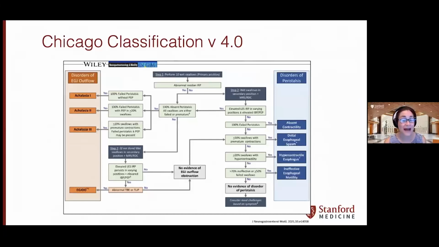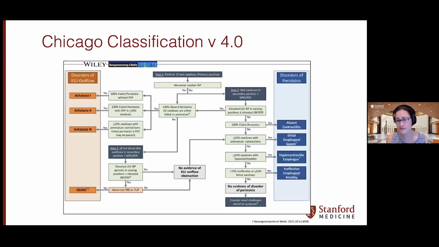So the definition of IEM just changed, and just so you know, it went from you need 60% of swallows to be weak or ineffective to you need more than 70%, so 80% or higher. So it got more stringent. The other thing that changed is the way in which we talk about and define esophagogastric outlet obstruction. So those two entities are potentially less likely to be tested on in terms of the criteria, like these numbers.